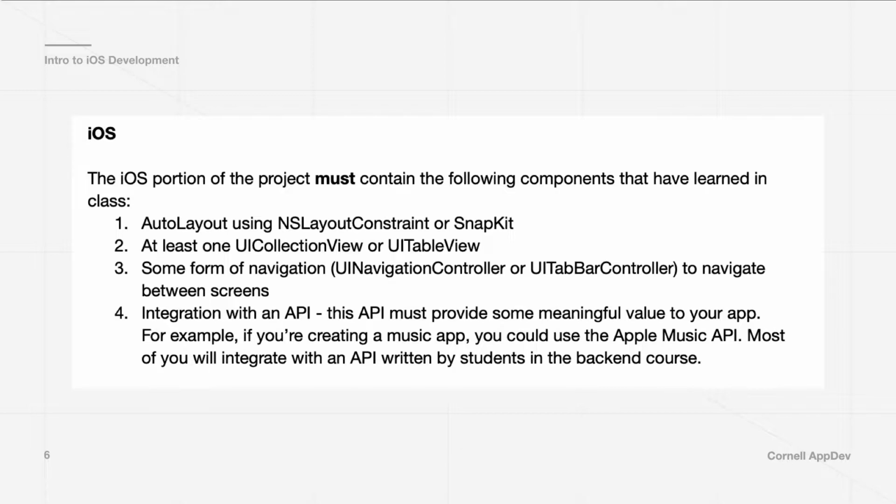Basically what this is saying is, we'll go over this later in class, but this is how you're going to integrate your app with the internet or with a backend. An example of an API or backend that you could use is one that the backend class writes, or students in the backend class will write, or you can use an external API like Yelp, Google Maps, Spotify, Apple Music, something like that.